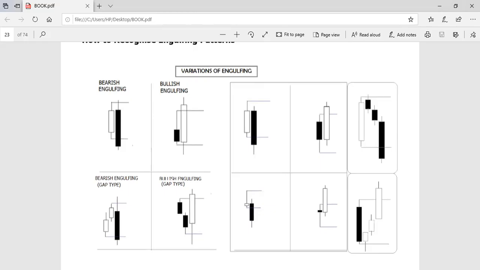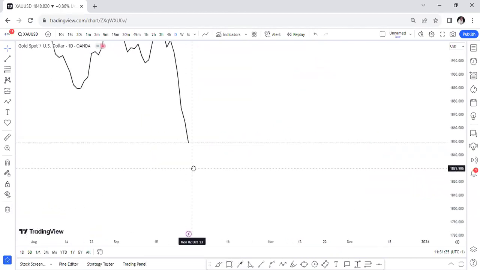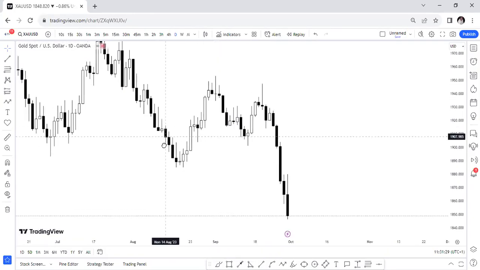How to identify the pattern in the chart. Let's quickly do that. How do you identify the pattern in the chart? Let's change this to candlestick.